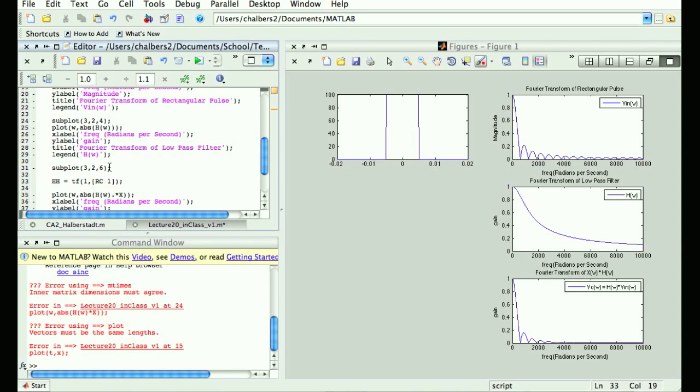3, 2, 5. Rats. Let's see. Y equals LSIM. You think I remember how to use the LSIM function? HH comma X comma T. Plot T comma Y.